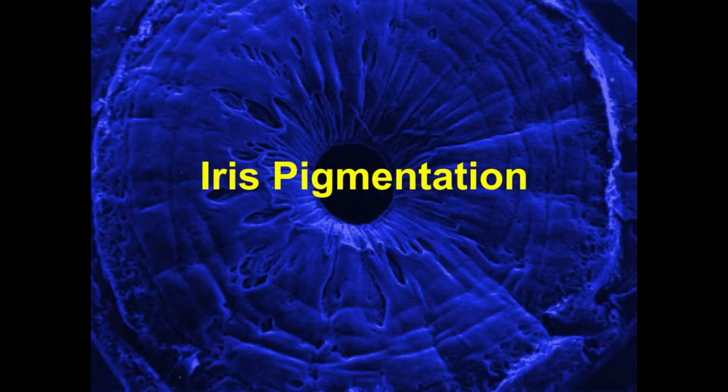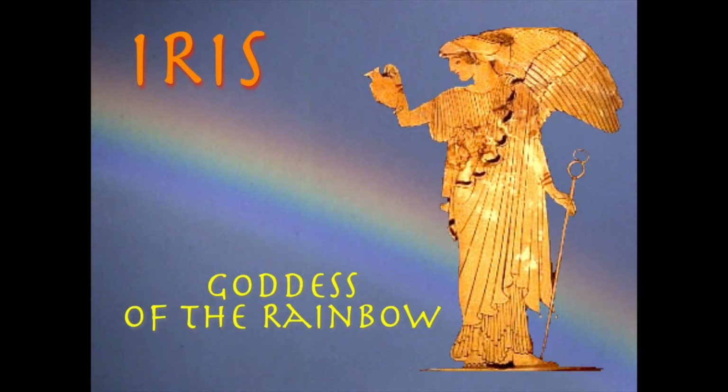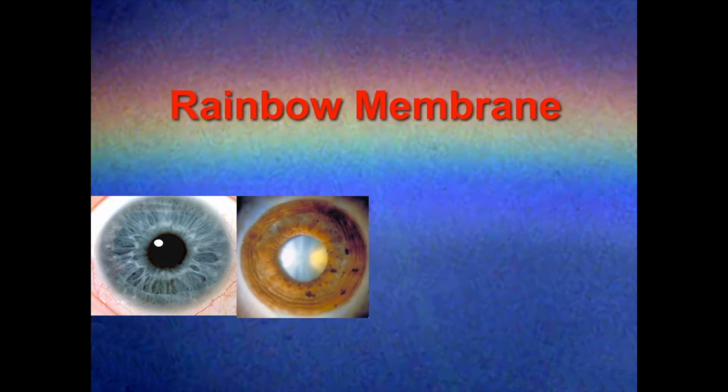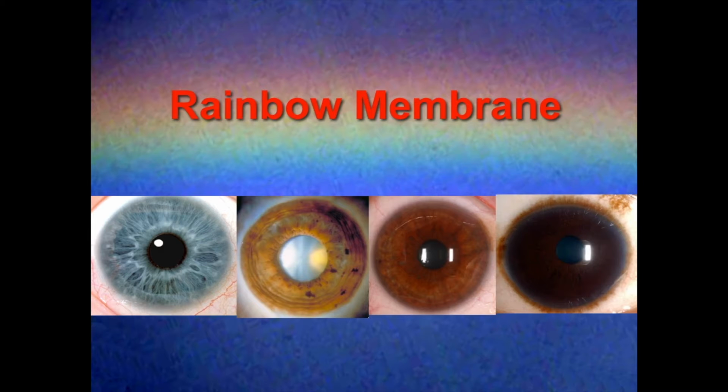Iris pigmentation. The iris is named after the Greek goddess of the rainbow, who served as the messenger of the gods. The term rainbow membrane occasionally was applied to this structure in the older literature. This term reflects the spectrum of iris colors found in different people that range from gray-blue, hazel, brown, and deep brown that may appear almost black.